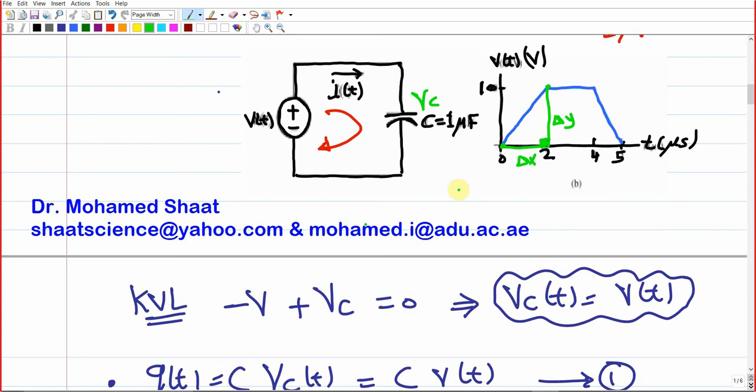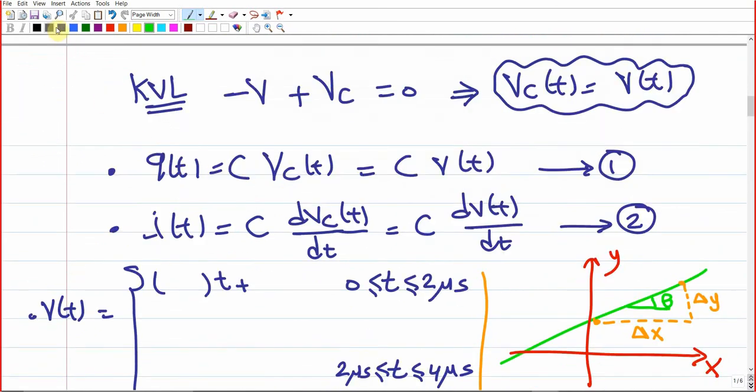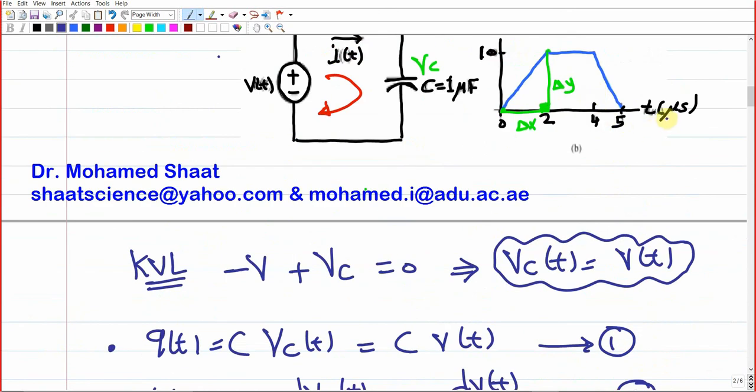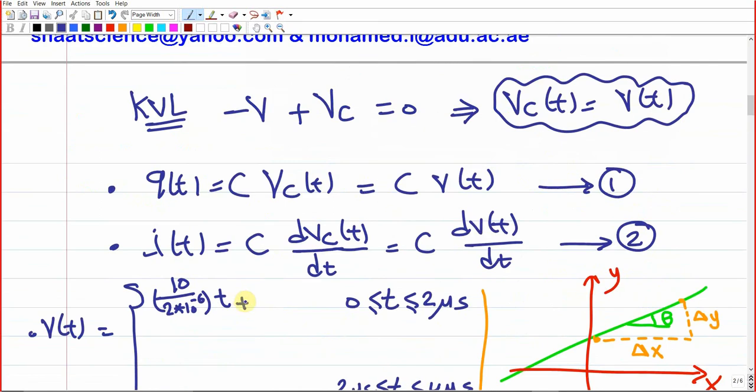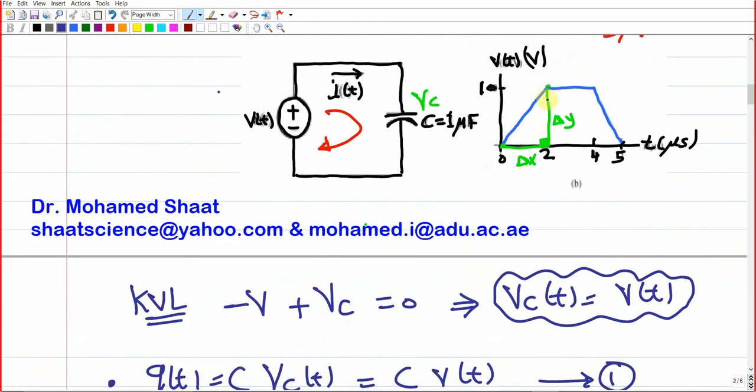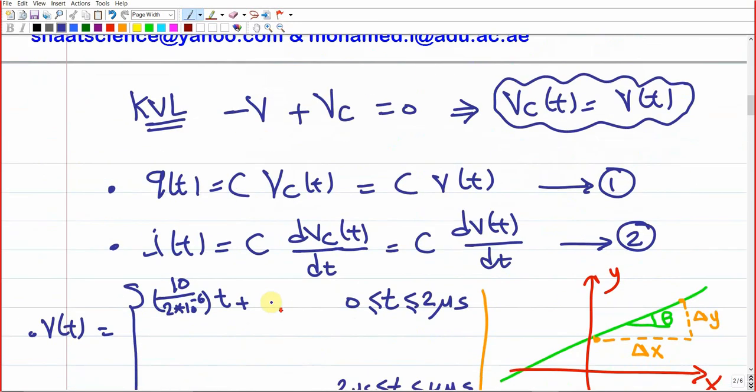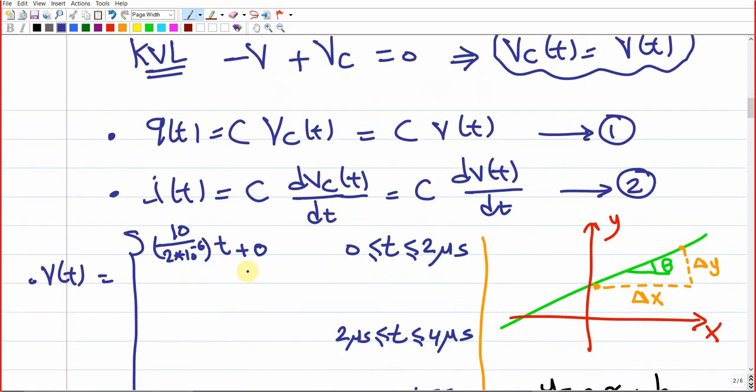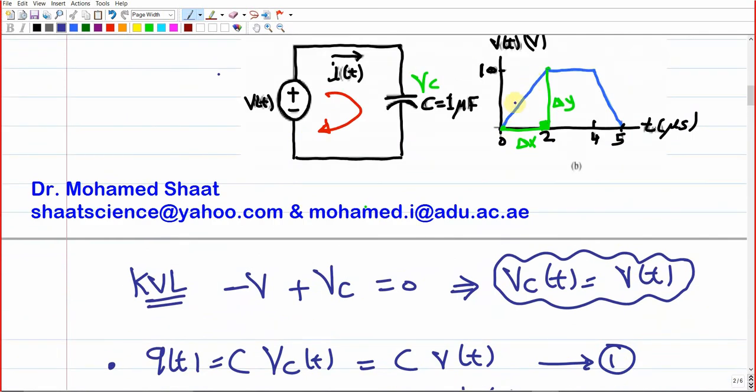We need it in seconds. So what does it mean? It means that the slope here will be delta y, which is 10, over delta x, which is 2 times 10 to the negative 6. Why am I multiplying by 10 to the negative 6? Because it is given in microseconds. Make sense? Plus b. What should be b? This is the intersection point of the line with the y-axis, the v-axis. What is the intersection of this line with the v-axis? It will intersect at 0. So this means that b equals 0. So this is going to be the first equation for the first line.